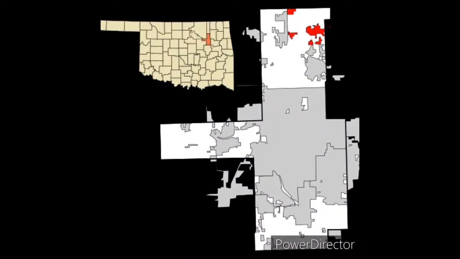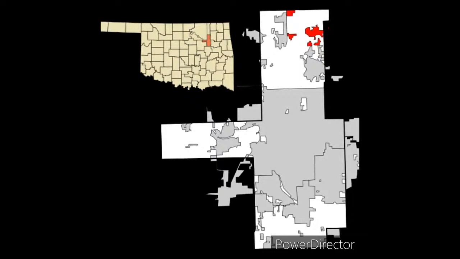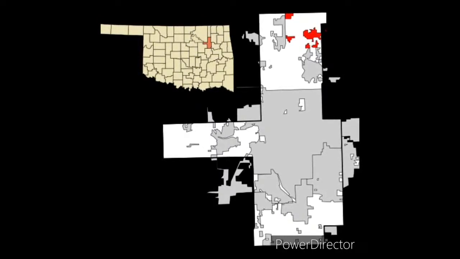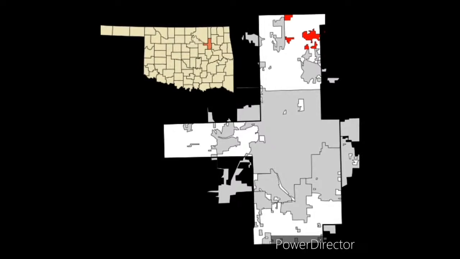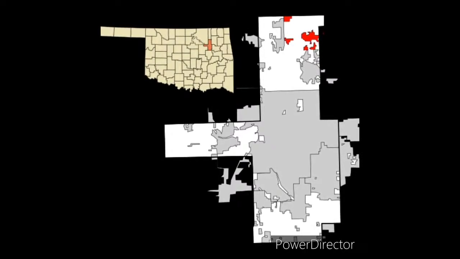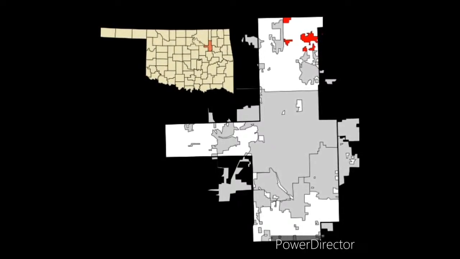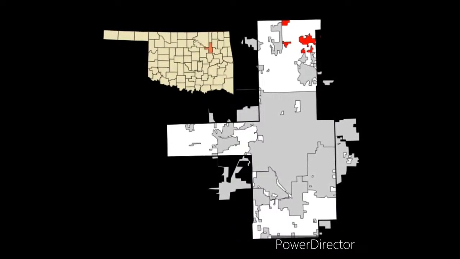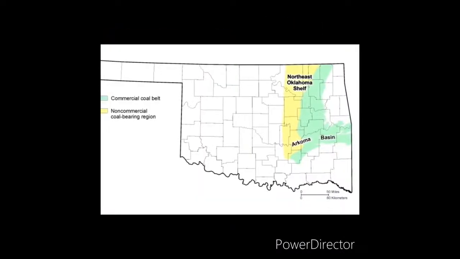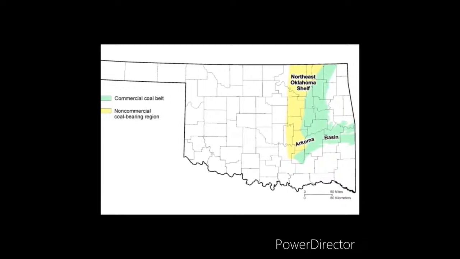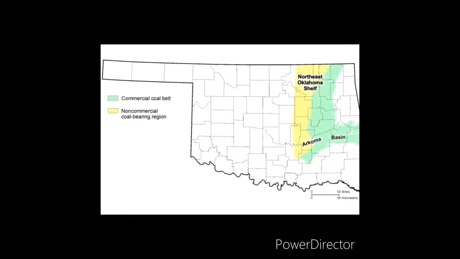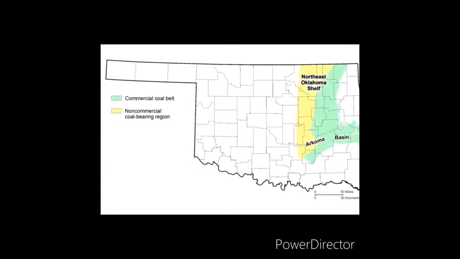This red area here is the geographical location we're looking at, which is Collinsville, and as I discussed in the intro, the area had layers of coal exposed just on the surface, and so these are what would be considered the major commercial coal belts of Oklahoma and non-commercial coal-bearing regions in the yellow.